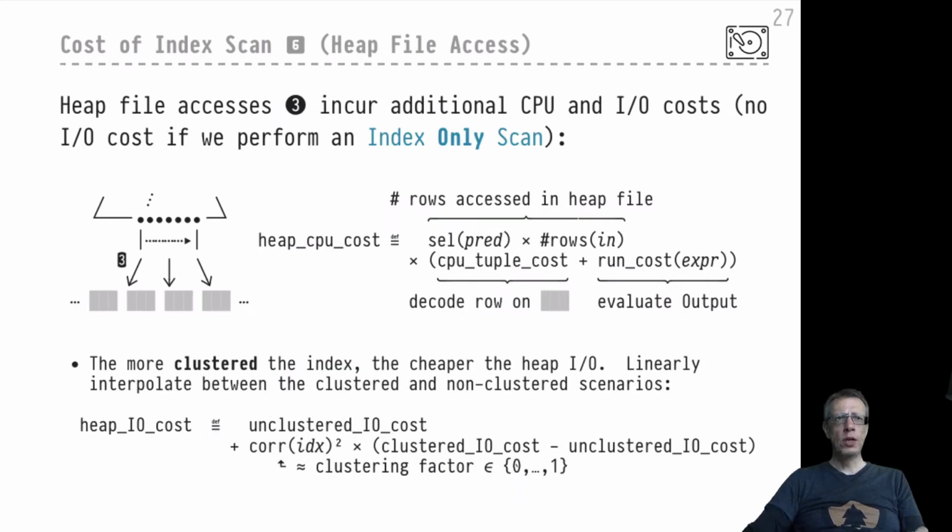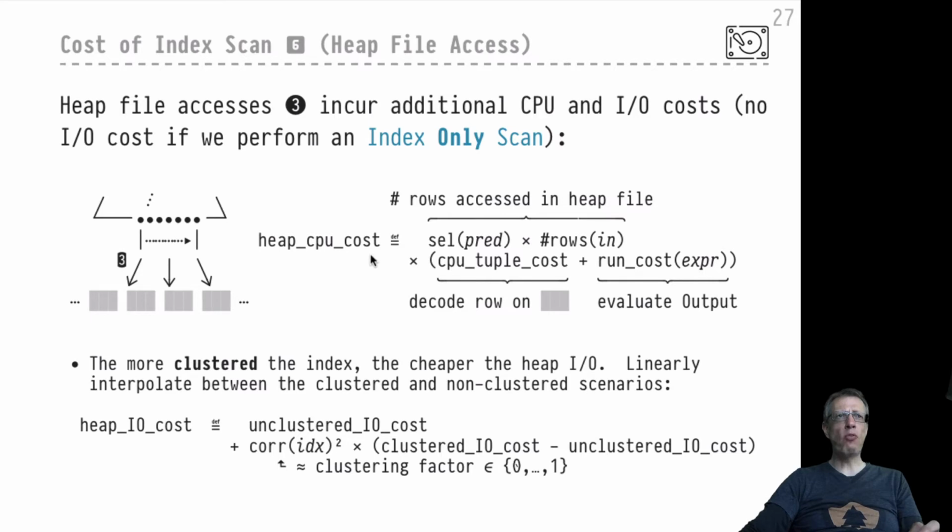And then, of course, there's the component of performing heap file access. Once we have scanned the index leaf level, or while we scan the index leaf level, we also have to peek into the heap file to grab the wanted records from there. The heap file access part of the cost formula, the heap CPU cost and the heap IO cost, account for these accesses into the heap file. All right, so let's see. What about the heap CPU cost?